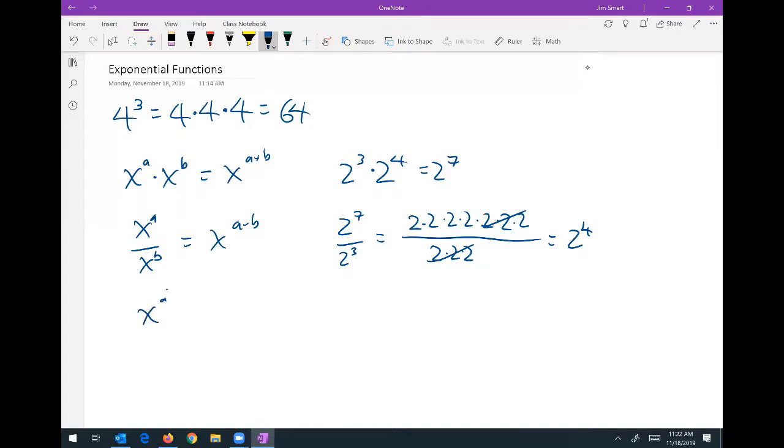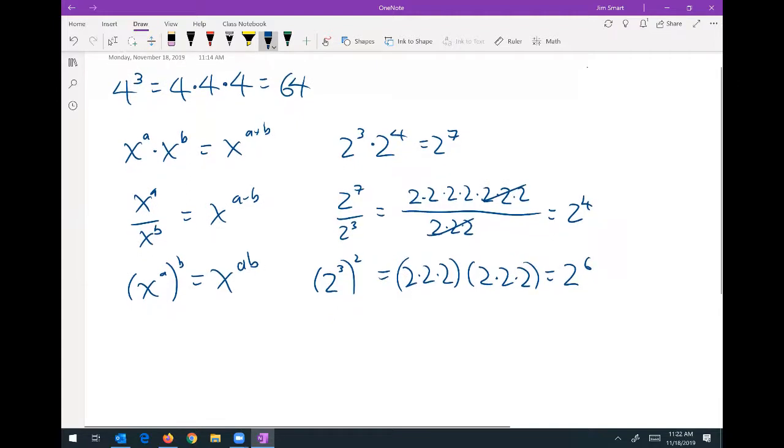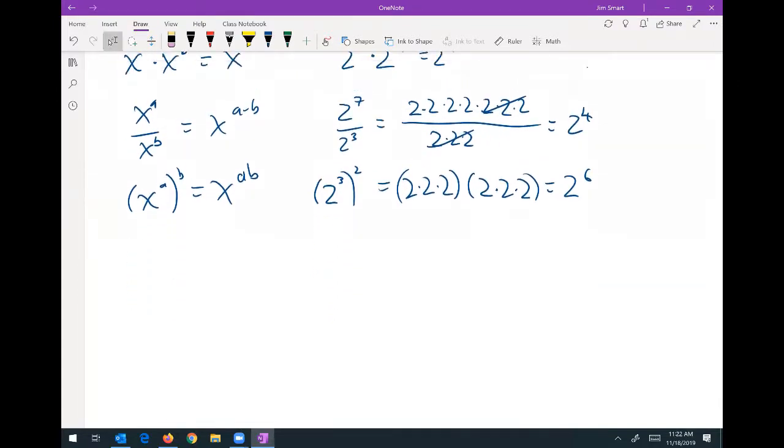The multiplication rule is similar. If we have a power raised to a power, we multiply those, because if we had, say, 2 cubed squared, we'd be multiplying 2 cubed times 2 cubed, and that would be 6 2's multiplied all together. All right, so those are our exponent rules, and we can use those then to derive what other powers are.